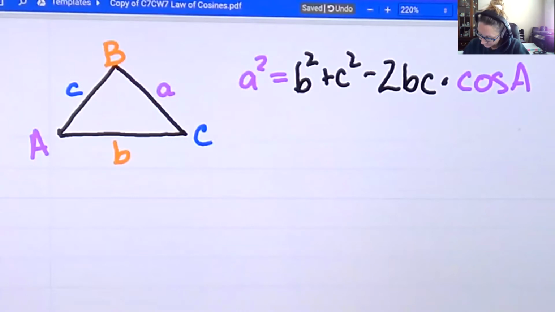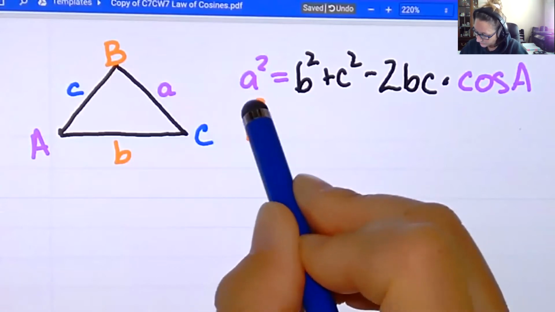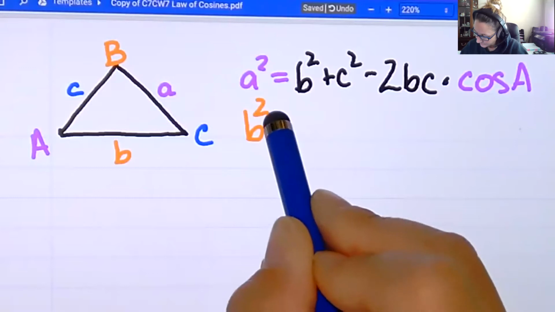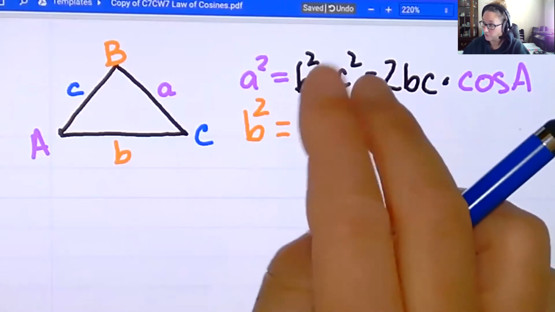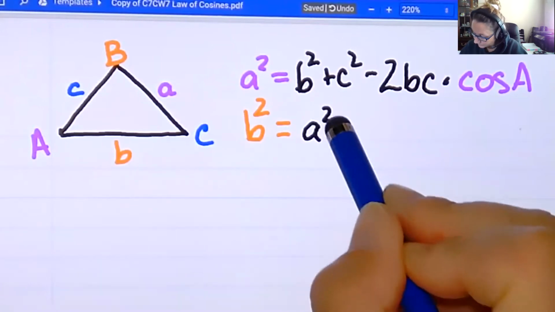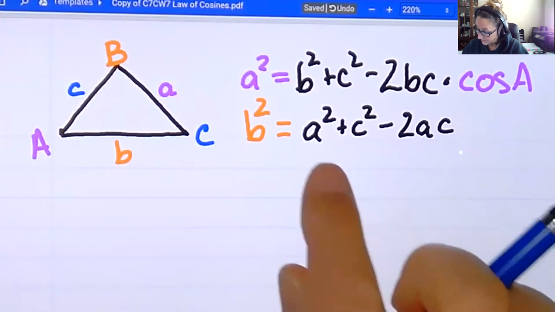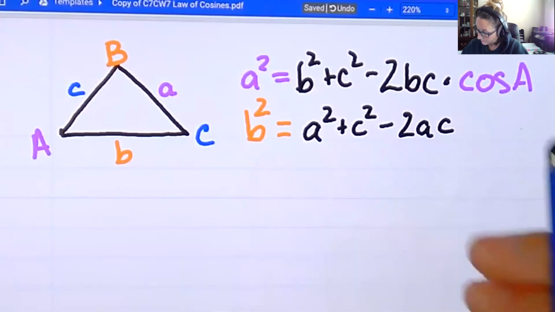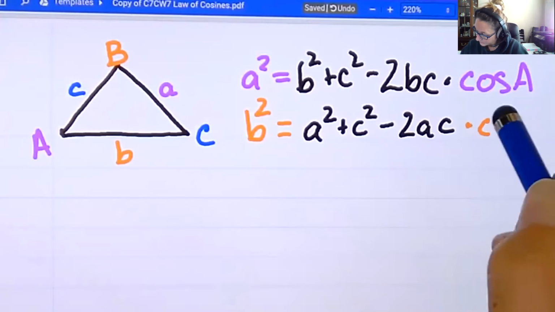If I'm trying to find little b, and I know angle B, I'd be dealing with b squared is equal to, and just like up here, I'm going to use the other two sides. So if I'm using b here, I'm dealing with the a and the c. So this is going to be a squared plus c squared minus 2a times c, these two, not this letter, times cosine, and this time it's going to be cosine B.